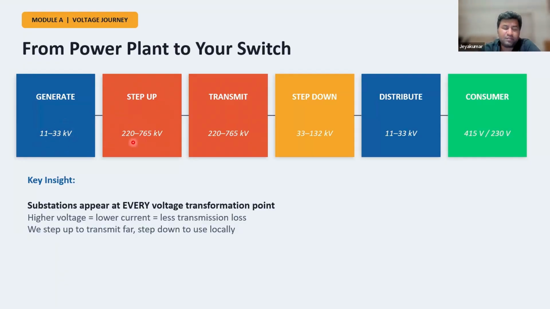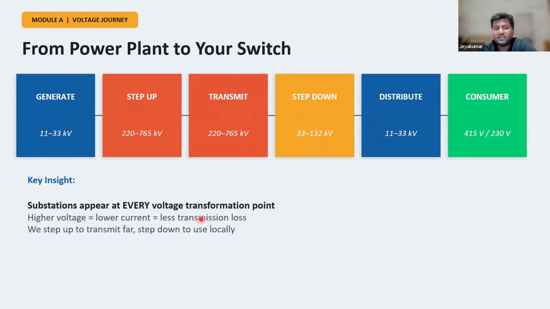Then further, because the generation happens somewhere remote in the plant, we transmit from the step up through the transmission lines. This is how it happens. Here the high voltage comes into the picture, and a lot of substations come in this category. Again you have to step down the high voltage into distributable voltage, right? Why are we stepping up? Very well, loss.